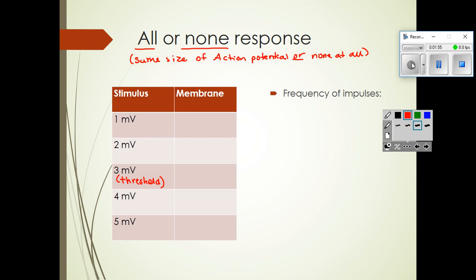If I have a neuron and I apply a stimulus that's below the threshold, the membrane will stay at -70 millivolts. It will stay polarized. Nothing will happen. It's not enough to open those voltage-gated sodium channels, and so the membrane stays where it is. If I increase the stimulus to 2 millivolts, still wasn't enough, and the membrane stays at its resting membrane potential. But if I get to 3 millivolts of stimulation, which in my fake made-up neuron I decided was the threshold, my neuron will depolarize completely and get all the way up to +30 millivolts.